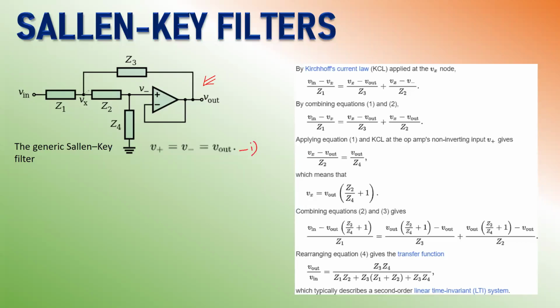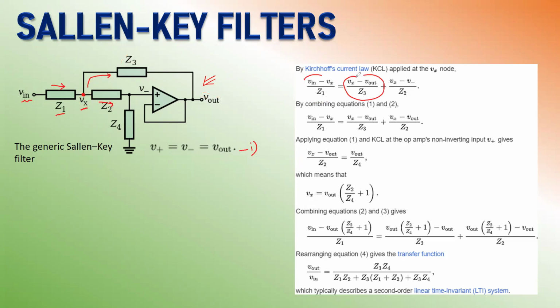Okay. So now we have this node labeled as Vx, and here we are going to apply KCL. There are 3 currents. The first current is Vin minus Vx divided by Z1, which we have written right over here. This is the first term. That current is the incoming current to this node, which is equal to the 2 outgoing currents. First, this current is Vx minus V out divided by Z3.